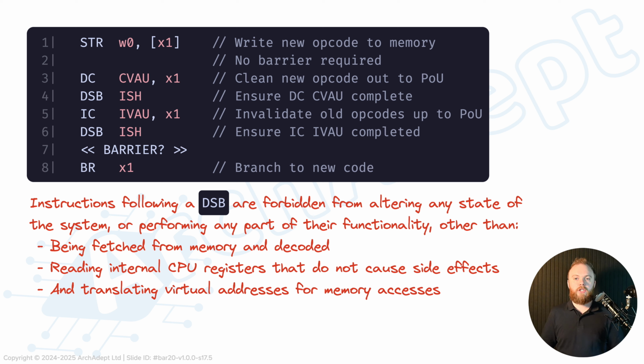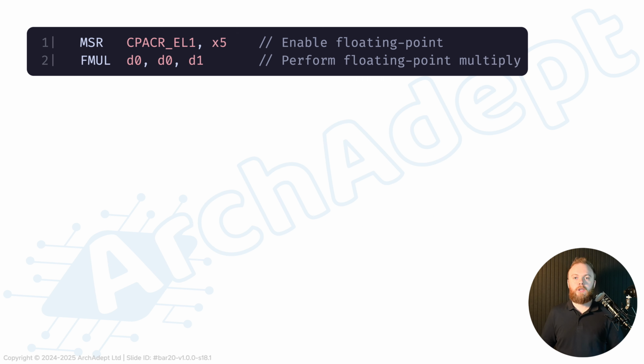And that means we actually need another barrier here after our DSB, but before the branch to the new code. And that in turn means we need to expand our toolkit even further. So I want you to consider the following snippet of assembly code. Here we're writing to the Architectural Feature Access Control Register, CPACR, to enable floating point. And we're then executing an fmul instruction to perform a floating point multiply. In case you're not already familiar with them, D0 and D1 are 64-bit wide floating point registers. So this fmul is saying D0 equals D0 times D1.